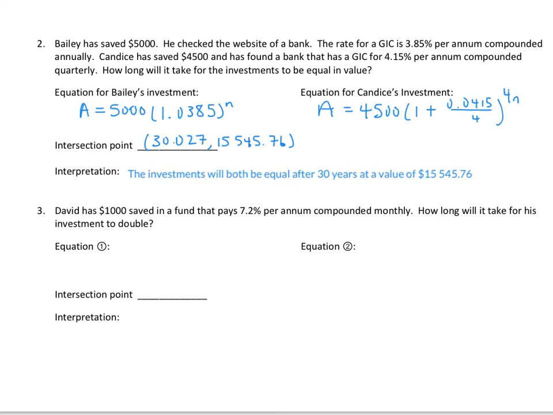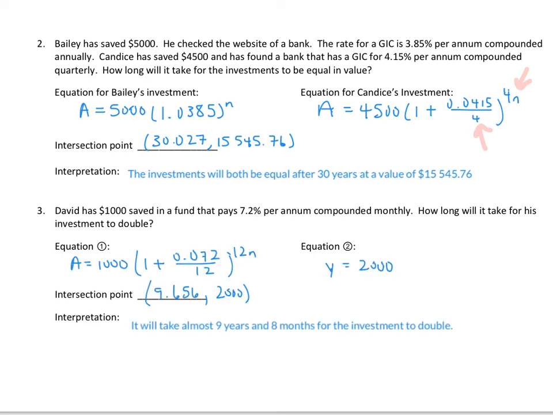Okay, so I have my equations for both Bailey's investment and Candace's investment. Remember, because Candace's is being compounded quarterly, we take the annual rate and divide by 4. We also take the n number of years and times it by 4 because for every year it's going to compound 4 times. I found my intersection point, and that means that both investments will be equal after about 30 years, just a little more than 30 years, at a value of $15,545.76. And again, I hope I entered all my information into Desmos correctly. All right, put it on pause again. Try the third example if you haven't done so already.